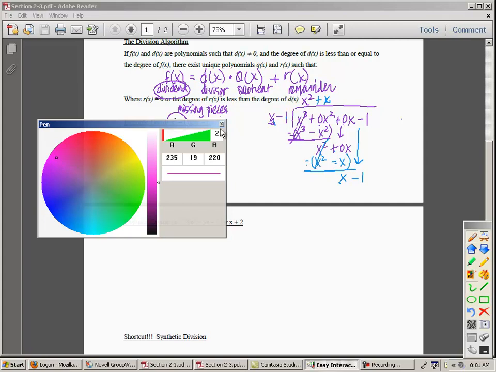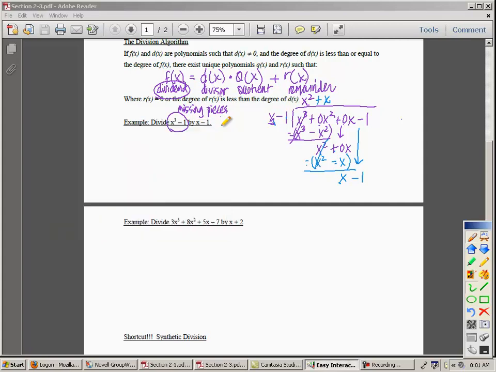Let me go one more color here. Okay, x times what makes an x? That's times 1. So 1 times x is an x. 1 times -1 is -1. And when I subtract, nothing remains. So I have 0. I don't have a remainder. You don't need to include that in your polynomial. My answer then is x squared plus x plus 1.